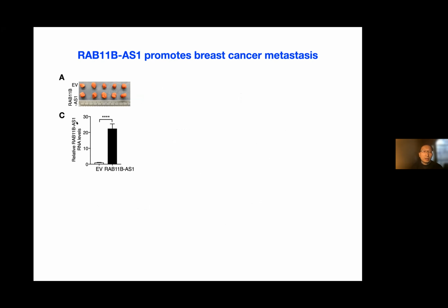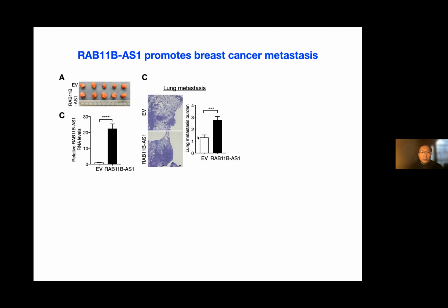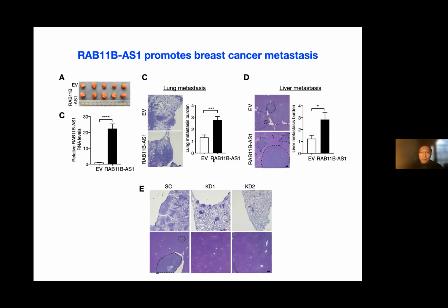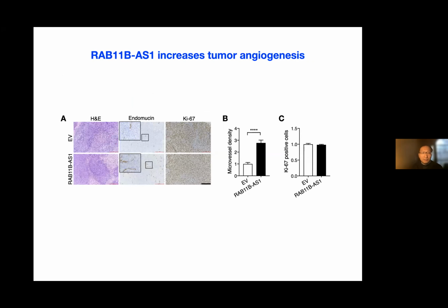So we generated RAB11B-AS1 overexpressing breast cancer cells. Then we tested their tumor growth in the orthotopic mouse model. We found RAB11B-AS1 has no effect on the tumor growth, but we see increased lung metastasis as well as liver metastasis. Conversely, when we knock down this non-coding RNA, we see reduced metastasis to the lungs and the liver. So this suggests this non-coding RNA specifically controls distant metastasis in mice.